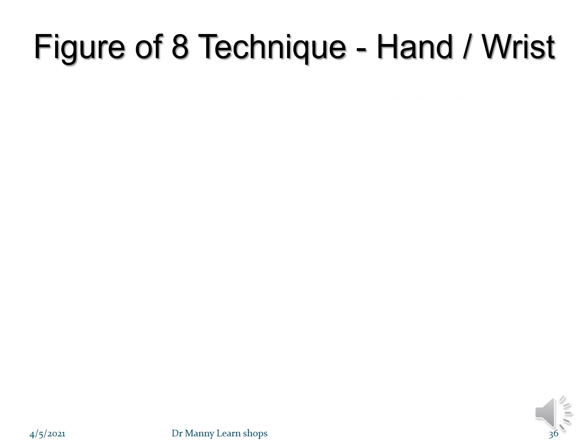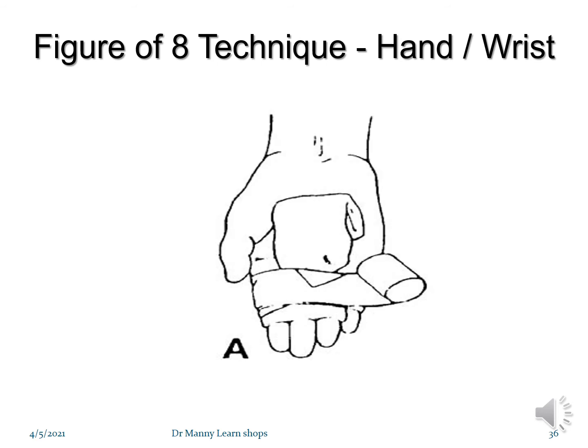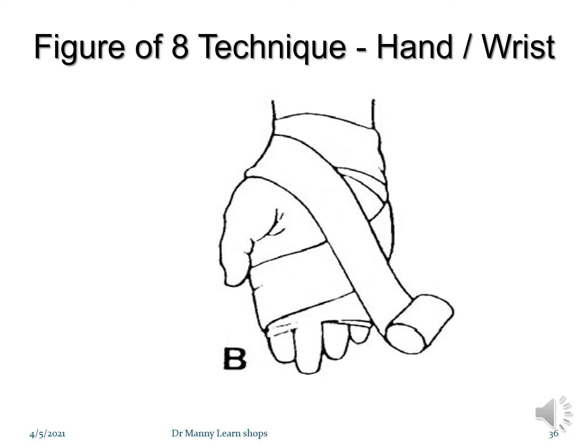Okay, let's review briefly the figure of 8 technique for the hand or the wrist. Begin by wrapping the end of the bandage around the hand, but leave the fingers exposed. You can put another bandage or gauze on the palm to support the hand. Continue around the wrist, like an 8. Come back down to the fingers, but don't cover the fingers. The fingers need to be visible so you can assess circulation.